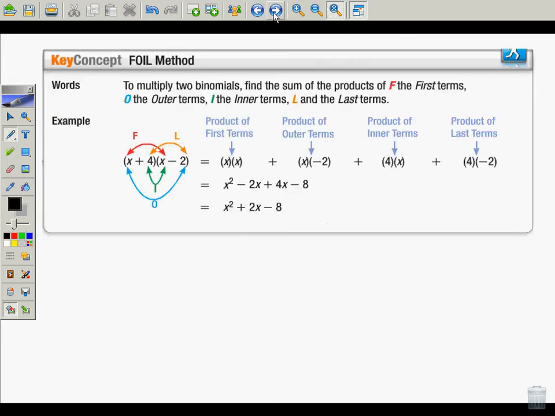So the first thing I want to talk about for this lesson when we're multiplying polynomials is the FOIL method. Okay? And when we multiply two binomials, that means two things each with two terms. Here's my first binomial, x plus 4, two terms. Second binomial, x minus 2, has two terms. And they're being multiplied together. So we're multiplying two binomials. We want to find the sum, so we're going to add all these things together.